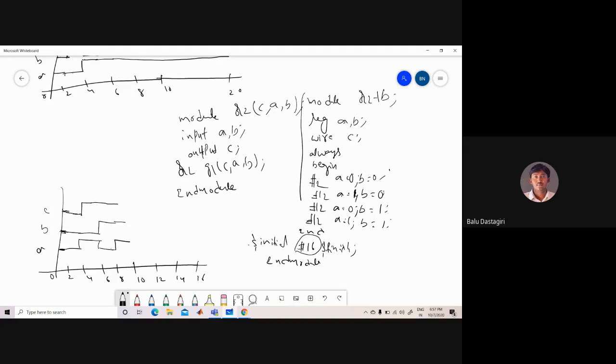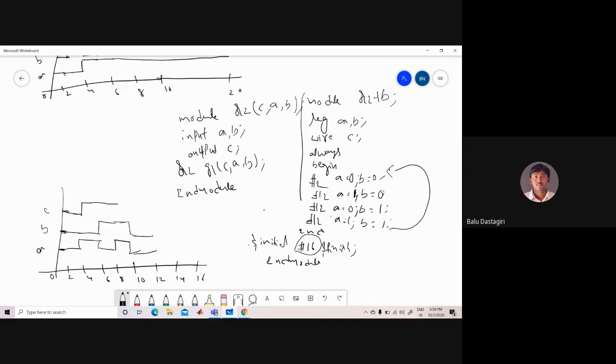Moreover, we have used the always block. The initial block means the values will be assigned only once, but the always block means these values will be repeated. So after 8 time units, A equals 1, B equals 1. Again it repeats. Plus 2, that is after 10 units of time, the value of A becomes 0 and the value of B becomes 0.